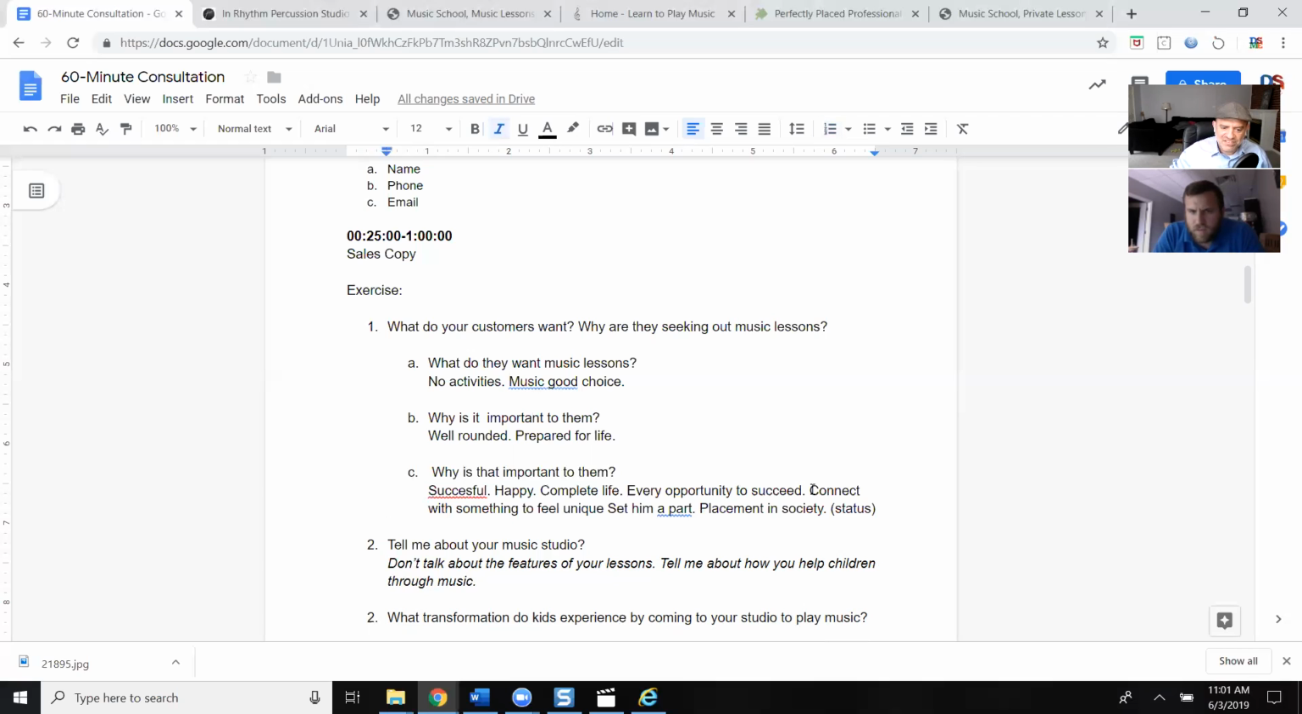Let's move on to this. Number 2, tell me about your music studio, but don't tell me about your music lessons. Tell me about how you help kids through music. Oh gosh. So I'm on the phone with you. I'm thinking of signing up my 9-year-old for piano lessons. Don't tell me about the scales and the chords and the method books. Tell me about how piano lessons are going to help my kid.